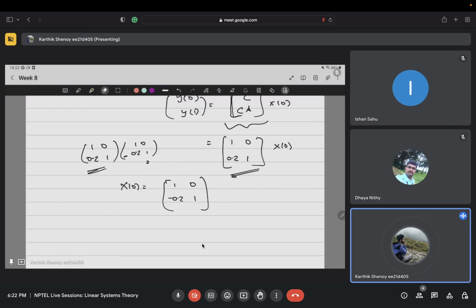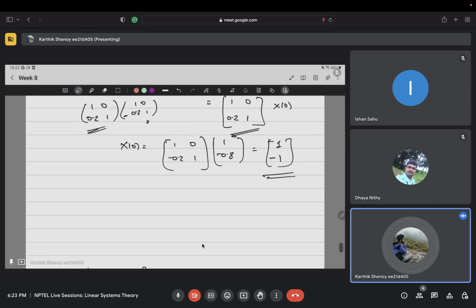Anyways, this is times y of 0, y of 1, which is 1 and minus 0.8. So this is nothing but 1 and minus 1. Okay, that is correct. So now my x of 0 is this.